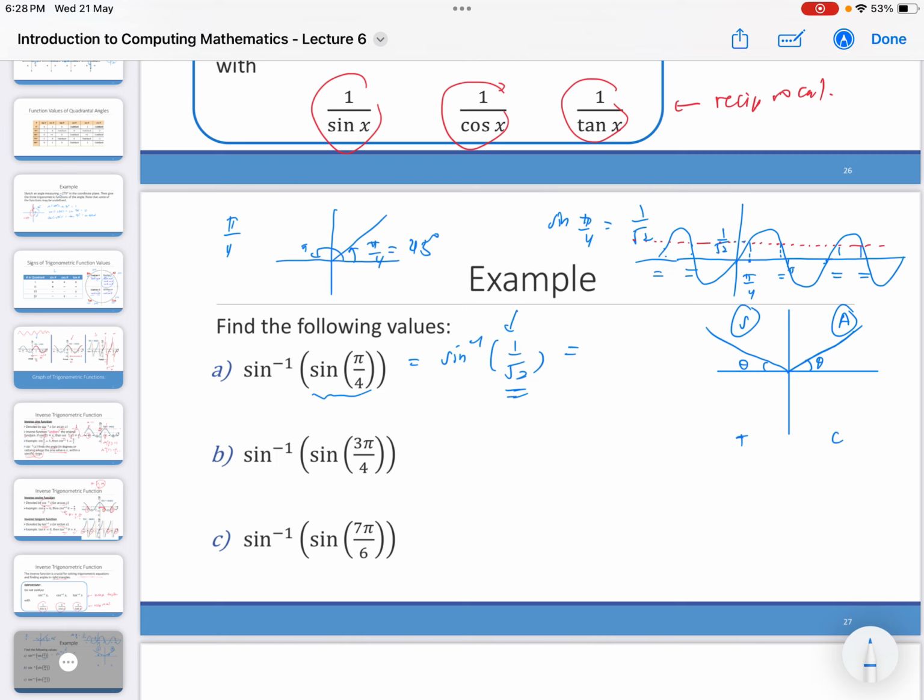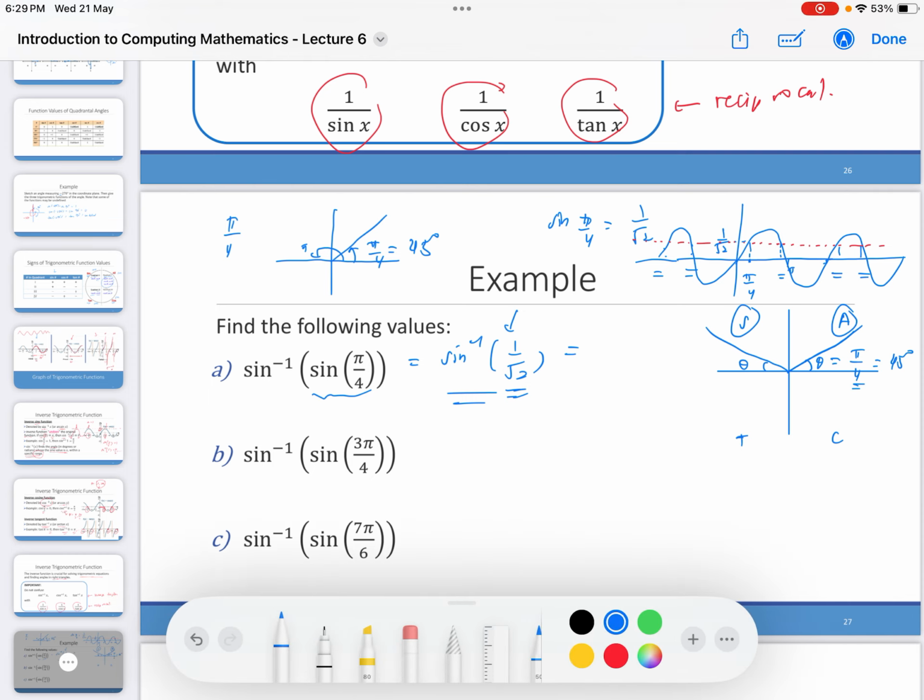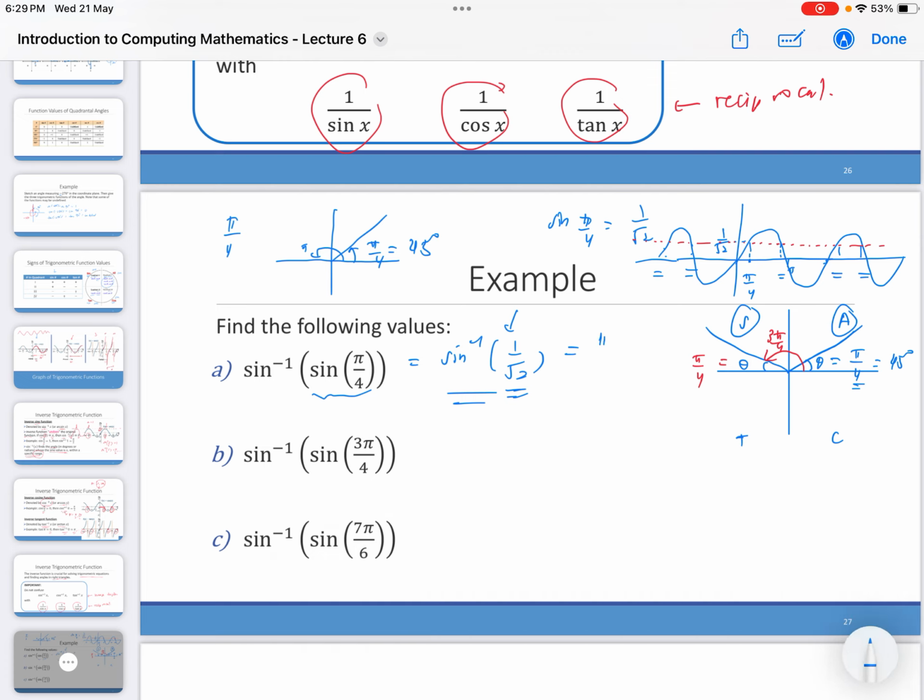Then we find the angle. You can press the calculator, sine inverse of 1 over root 2, and this will give the angle pi over 4 or 45 degrees. Since this is pi over 4, for the second quadrant the angle is actually 3 pi over 4. So the answer is pi over 4 and 3 pi over 4.